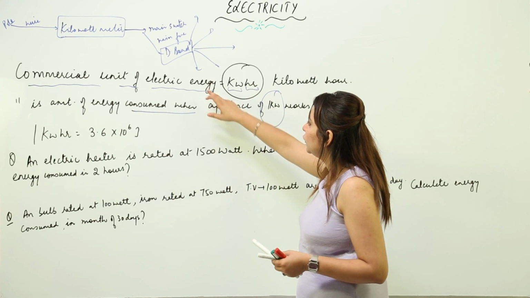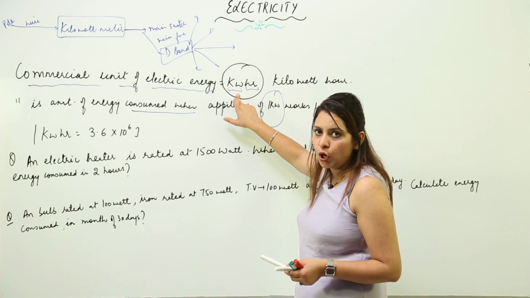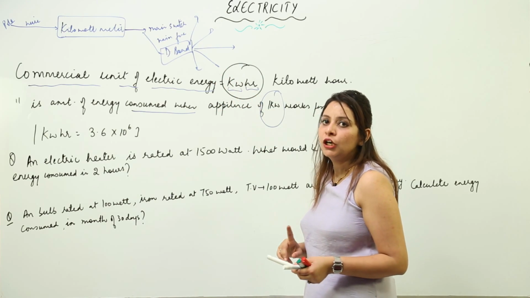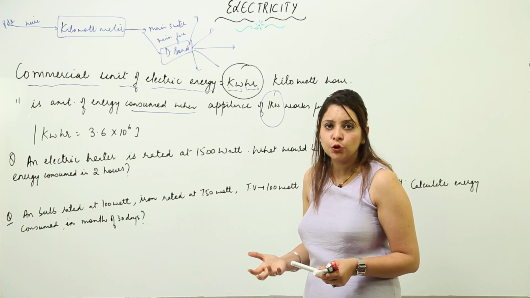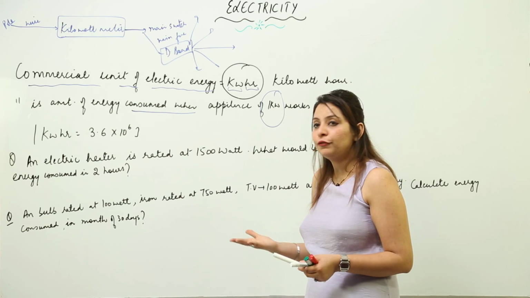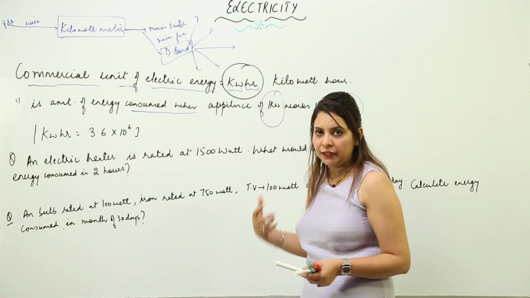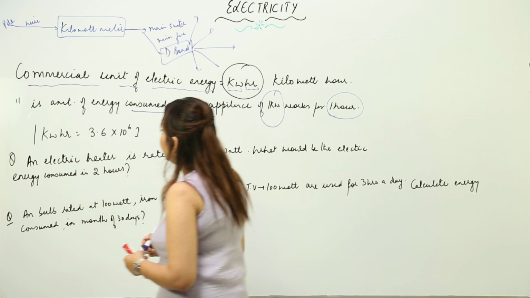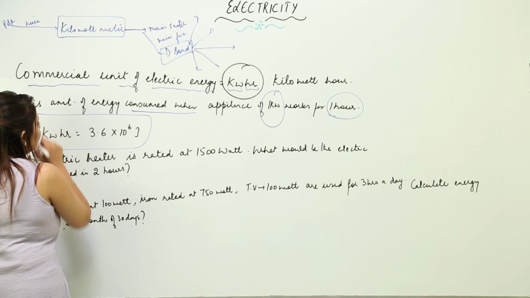So electric energy is the amount of energy consumed when an appliance of 1 kilowatt works for 1 hour. In this unit we calculate the electric energy. The bill which you get at home is in the form of units, and each unit is equal to a kilowatt hour. Here I am going to take up a few questions, and before that I want to tell you that 1 kilowatt hour is equal to how many joules?